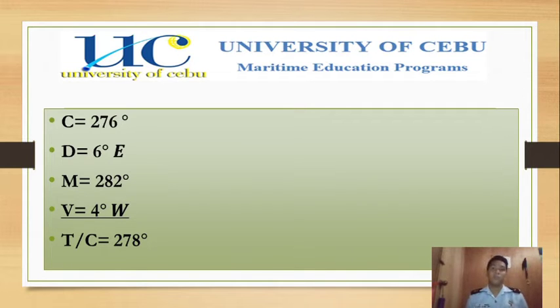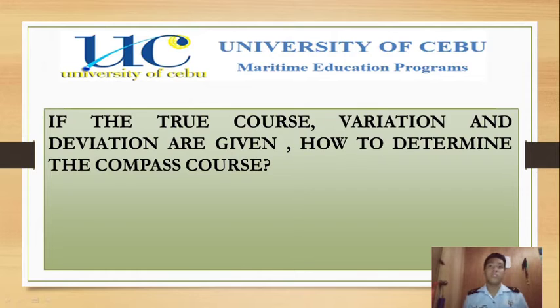So number 5: if the true course, variation, and deviation are given, how do we determine the compass course? In this case, it is the opposite of determining the true course. So we must use the uncorrecting method, or TVMDC, or "True Virgins Make Dull Company". Then we must take note again that we need to add if it lies in the west, and subtract if it lies in the east.